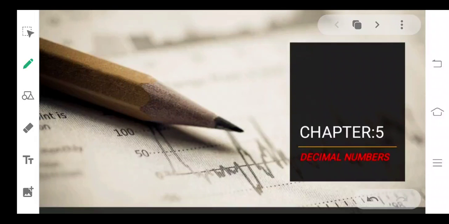Hello students, welcome back. Today we are going to learn about chapter 5, decimal numbers. So let's start.